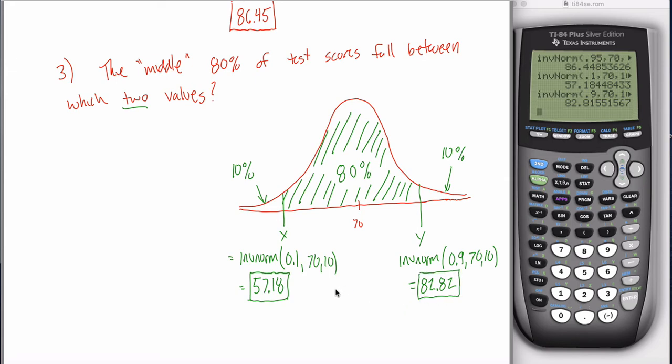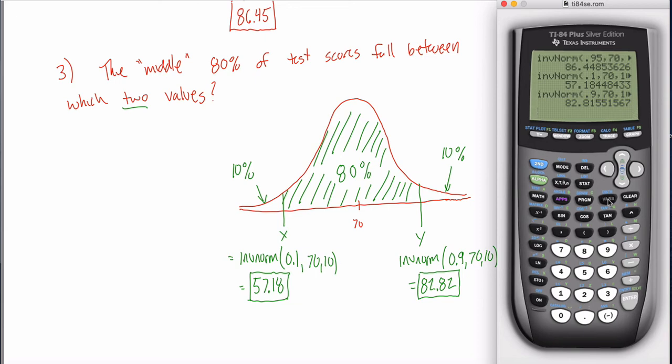2 more little things I want to show you, and then we can call this video good. The first thing I want to show you is some of you might have a calculator even more up to date than this one that I'm showing you. Not very many, but a few of you might have one. Some of you, when you go into the inverse norm function on your calculator, it might ask you for the area, and then it might also ask, is that the area to the left, to the right, or in the middle? If you have that, good for you. You can make these questions easier.